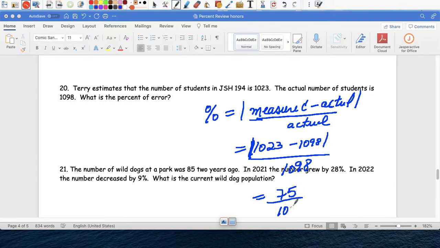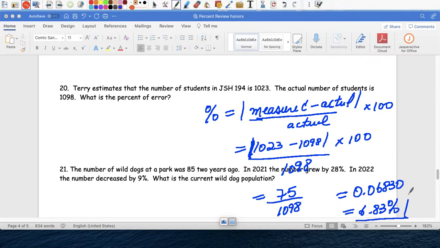Over 1,098. Let's divide, and then that's going to give us 0.06830. Sorry, I forgot to multiply that by 100. I'll move the decimal over twice to the right. 6.83. So the percent of error in Terry's estimate was 6.83%.